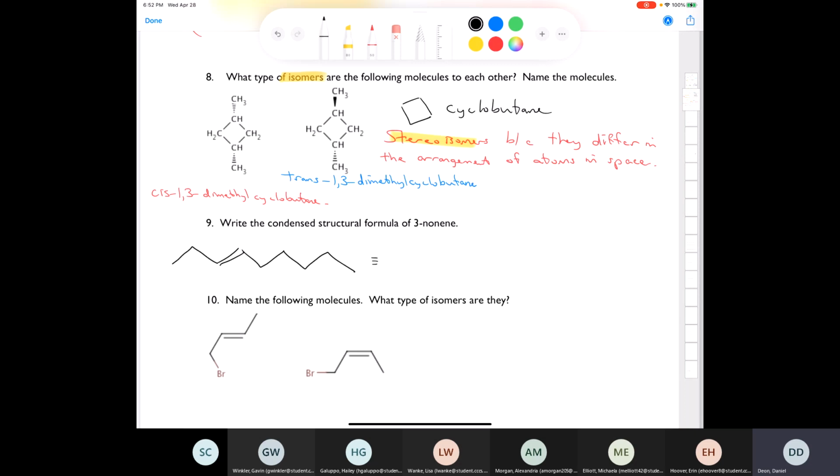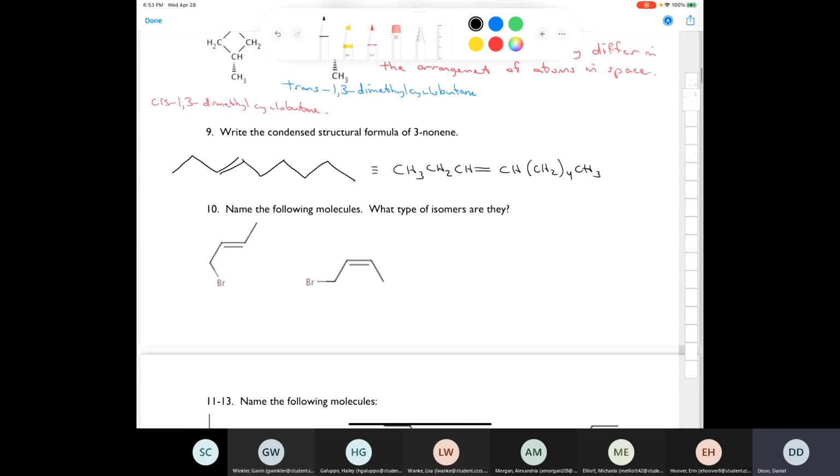Now, if I want to write a condensed structural formula, I have a CH3, then a CH2, then a CH, a double bond, then another CH. Then I've got 1, 2, 3, 4 CH2. So I'm going to put those all in brackets. I'll put CH2, 4, and then I have a methyl group on the end. And just like that, we're done.